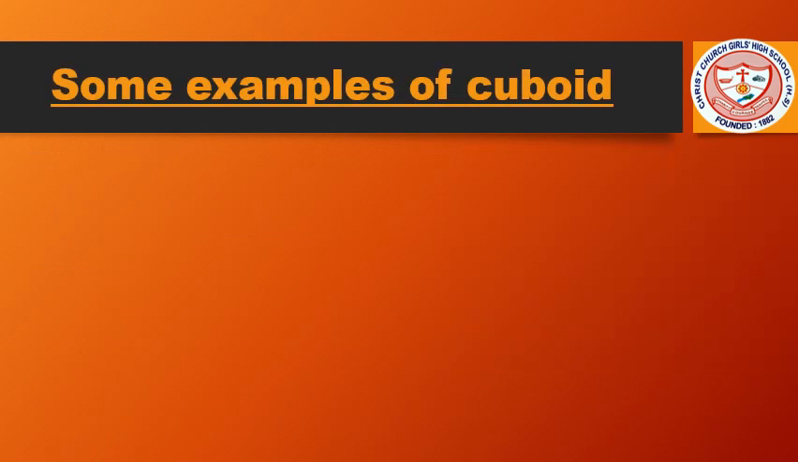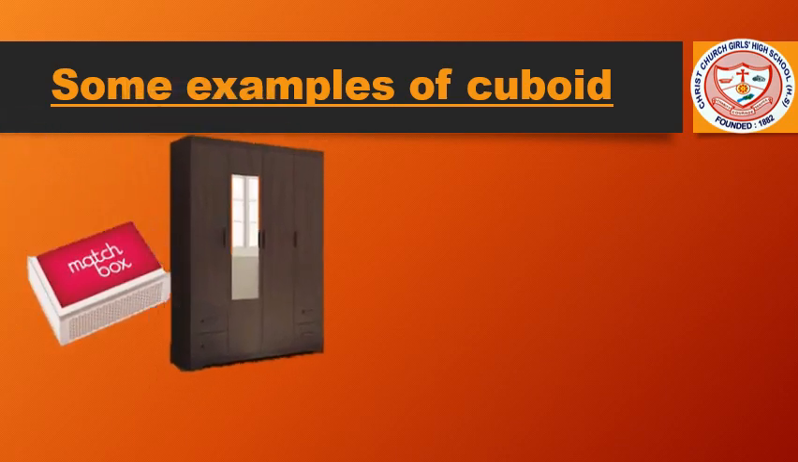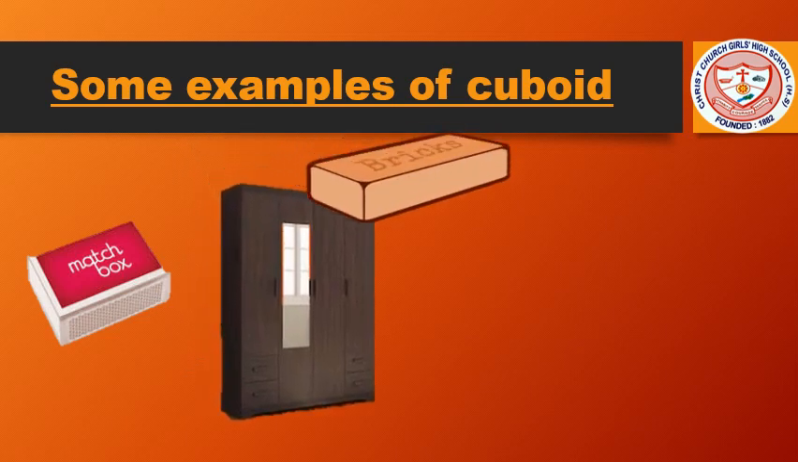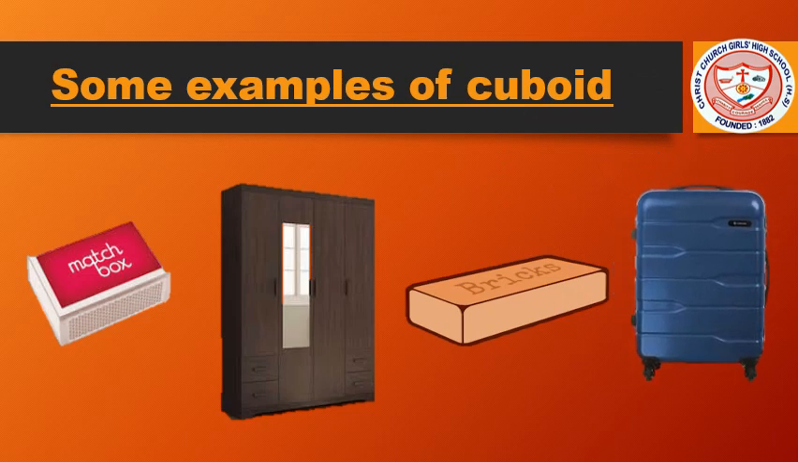Now, let us find out some examples of cuboid from our daily life. Matchbox, almirah, brick, suitcase. So girls, all these objects have the shape of a cuboid.